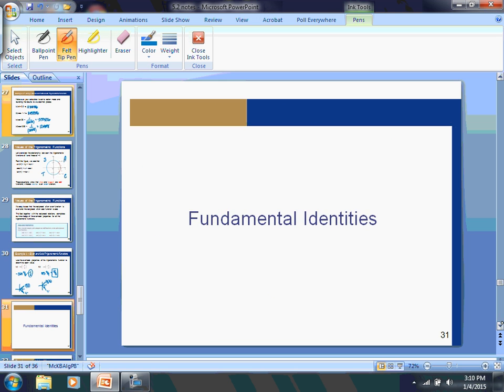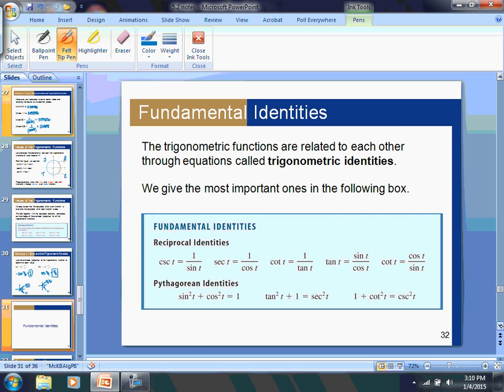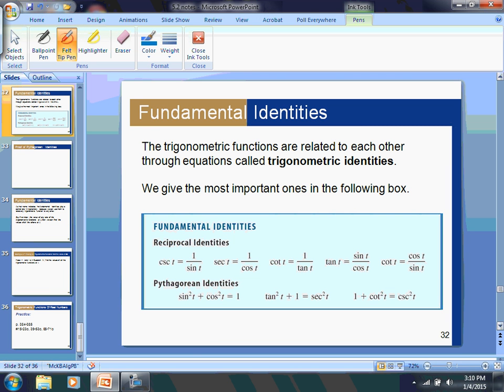Okay. All right, last thing we're going to talk about then is some of these fundamental identities. The trigonometric functions are all related to each other, and so they're called trigonometric identities. Okay? And we've already been working a lot with the reciprocal identities.